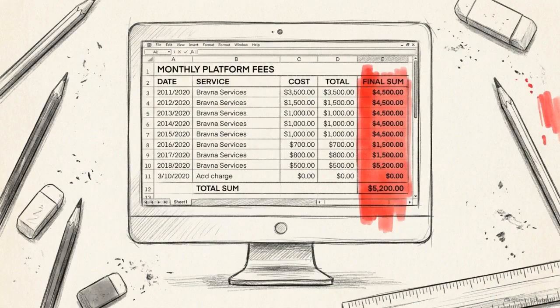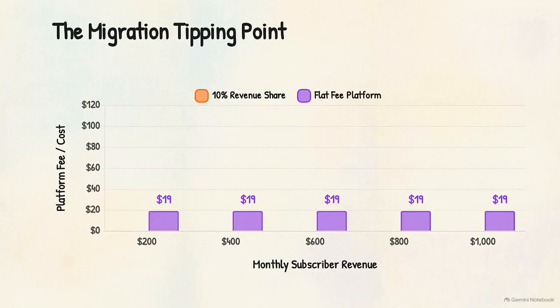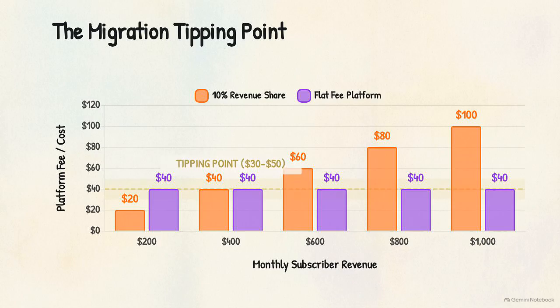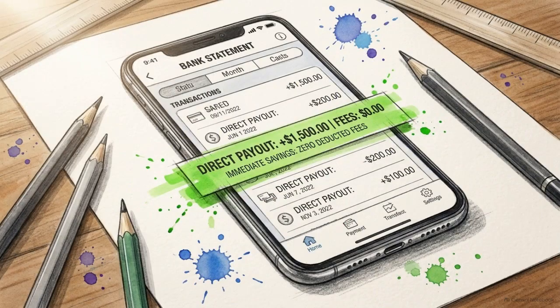So when exactly should you trigger a migration away from a percentage-based platform? This equation shows the exact mathematical tipping point. If your 10% platform fee exceeds roughly $30 to $50 a month, it is time to migrate to Ghost Pro. Crossing that threshold turns the switch from a software preference into a high ROI business decision. The flat fee structure means you start saving money the moment you migrate.